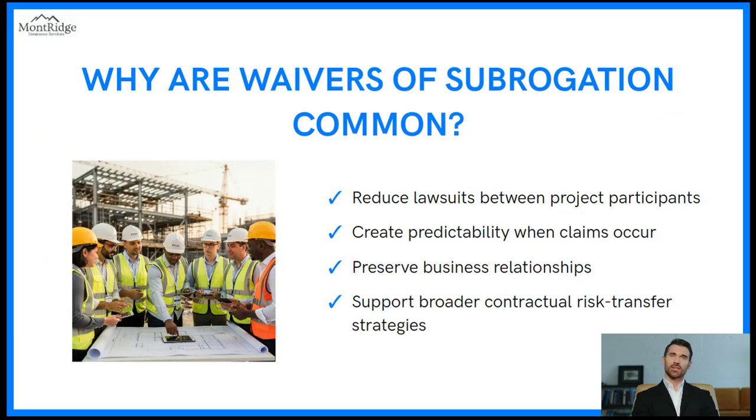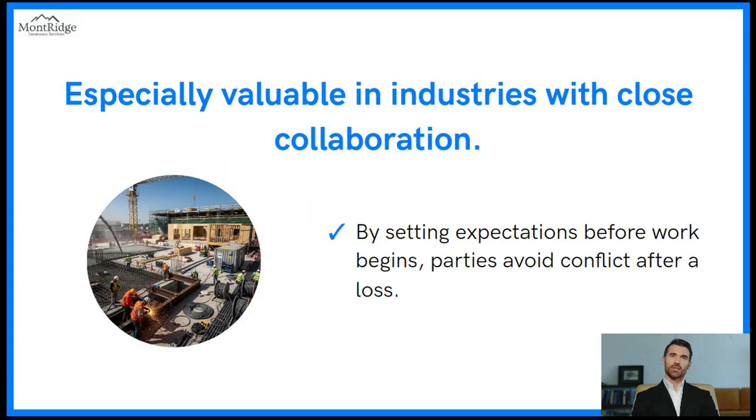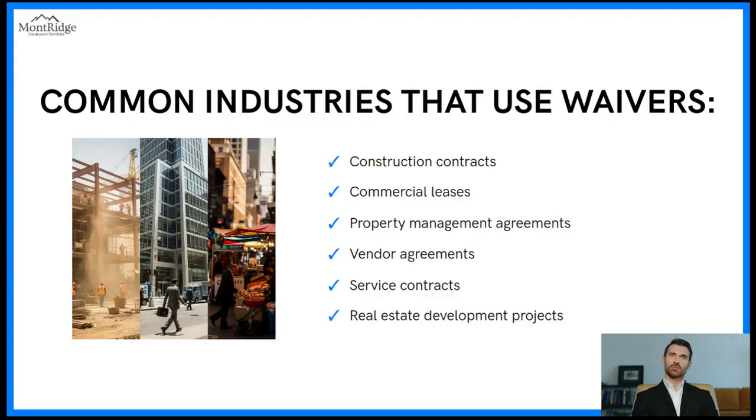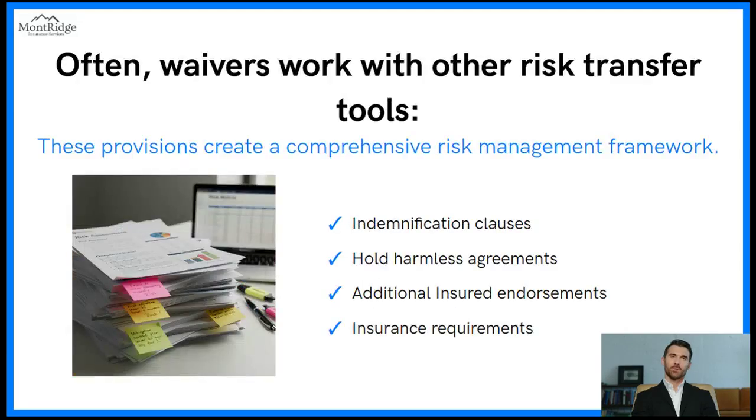Why are waivers of subrogation common? They reduce lawsuits between project participants, create predictability when claims occur, preserve business relationships, and support broader contractual risk transfer strategies. They're especially valuable in industries with close collaboration. By setting expectations before work begins, parties avoid conflict after a loss. Common industries that use waivers: construction contracts, commercial leases, property management agreements, vendor agreements, service contracts, and real estate development projects. Often, waivers work with other risk transfer tools. These provisions create a comprehensive risk management framework: indemnification clauses, hold harmless agreements, additional insured endorsements, and insurance requirements.